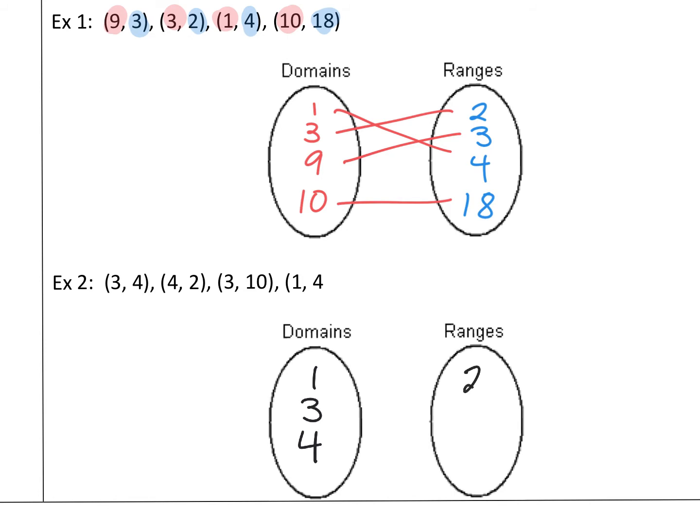I don't see a 3. 4, 2, 10, and 4. You're close though. 2, 4, and 10. And then we just draw our lines, right? So 3 is going to 4, 4 to 2, 3 to 10, and 1 to 4. And we can see that there are 2 lines coming out of the 3, right? Which means that this is not a function.